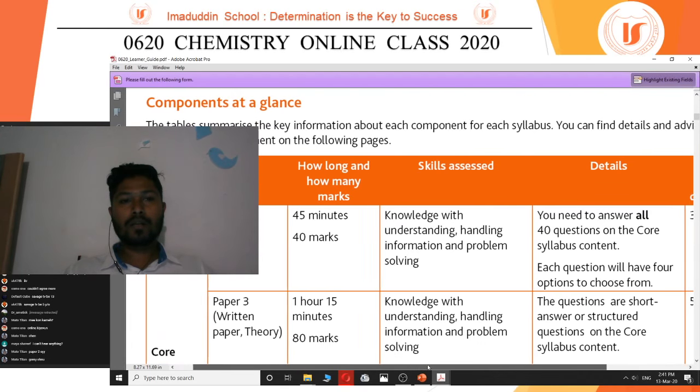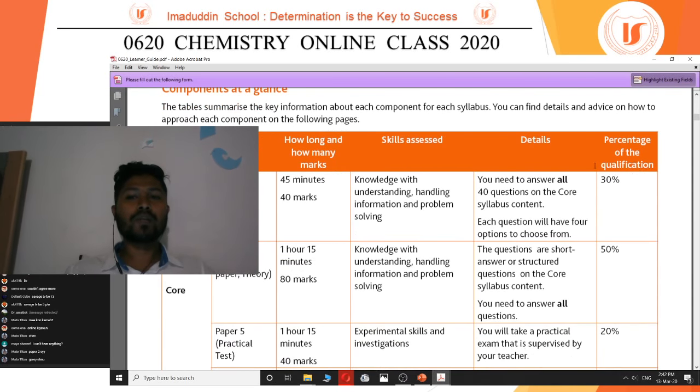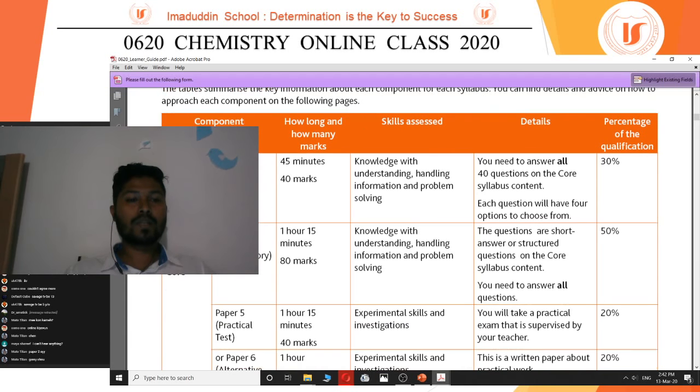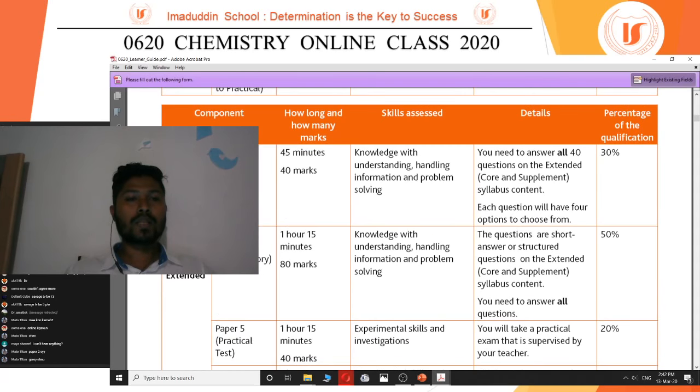So let's see the components of each paper. This is very, very important information for all students as well as teachers, because how you may see chemistry may change if you know this information. So the first thing is we have to skip the core and go to the extended paper.